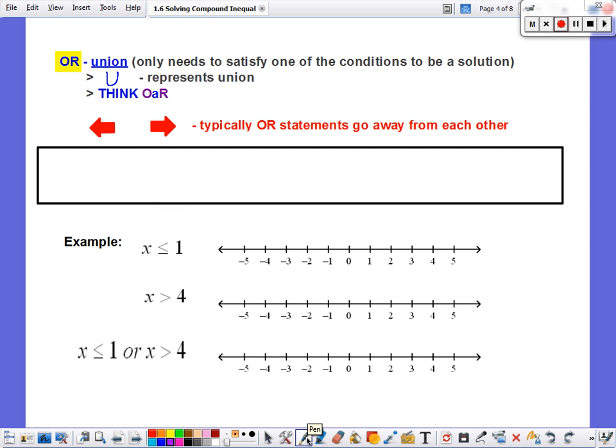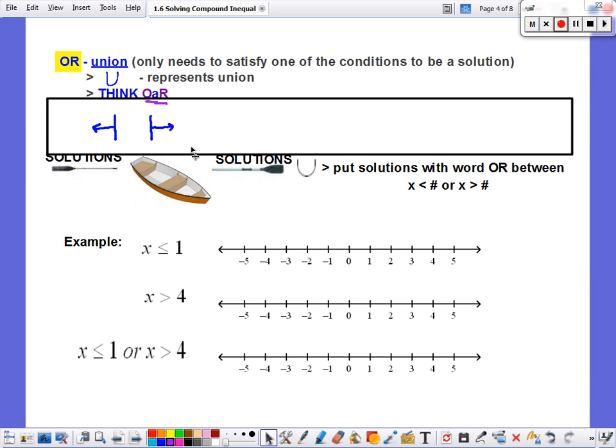Now, I want you to think "or," and you can see the word or, when you say the word or, but I'm not saying O-R, I'm saying O-A-R, like you're rowing a boat with oars. The reason I say that is typically "or" statements go away from each other. So what you have here is you've got a start point, and you've got a start point, and you're going this way with your solutions, and it's not a sandwich, but it's like you're rowing a boat. They go away from each other. And so you can see that.